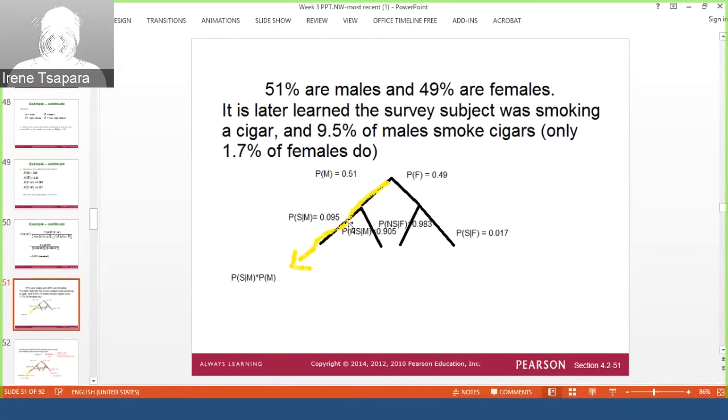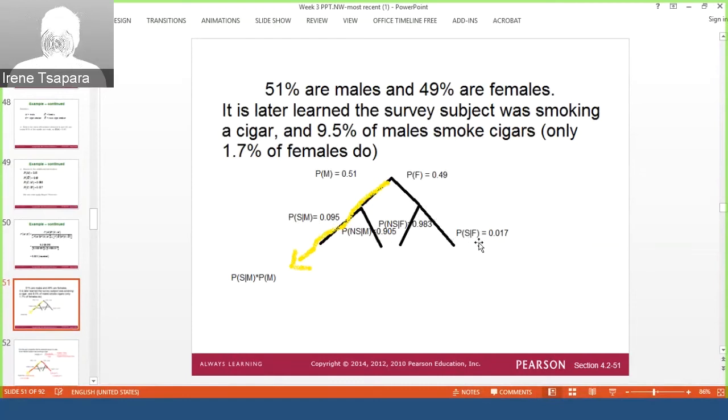So on the second level of our tree, you see that I post the probability of smoking, given that he is a male. And why do I have this here? Because this is the branch of males. So at the next step, I split them to those that smoke and those that don't smoke. And I enter the probability for this. Same thing with females. Here I split them to those that don't smoke and those that smoke.